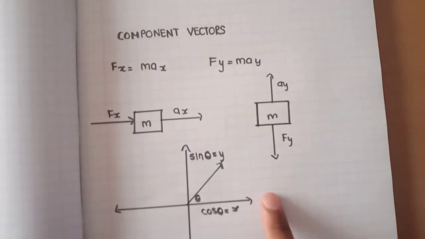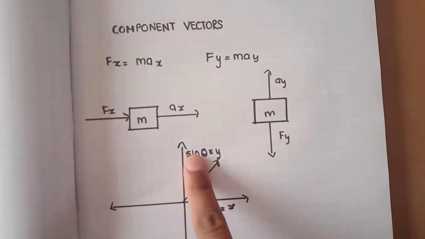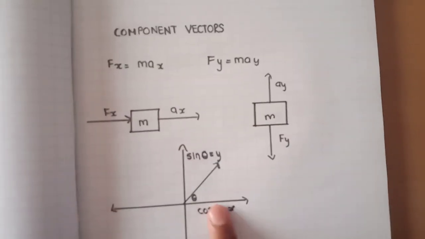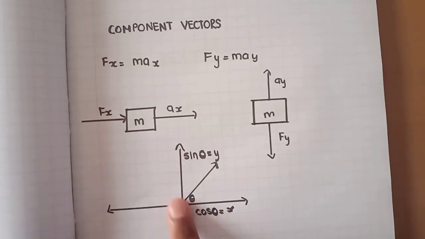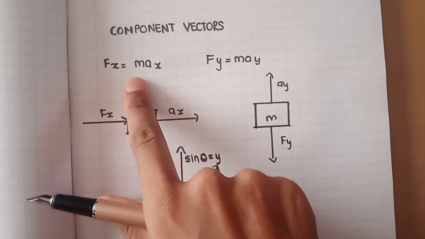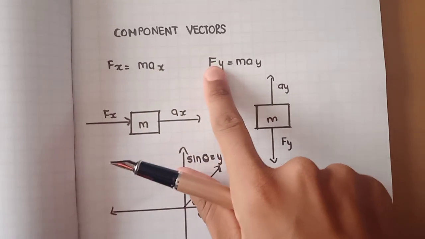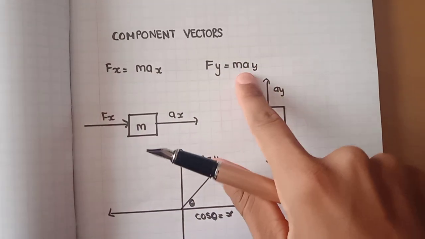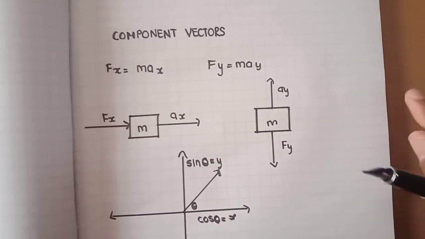If we look at our Cartesian plane, we know that sine theta is equal to y and cos theta is equal to x. We can use these principles to solve for F net equals ma or Fy equals ma, and I will show you guys that in the next part of the video.